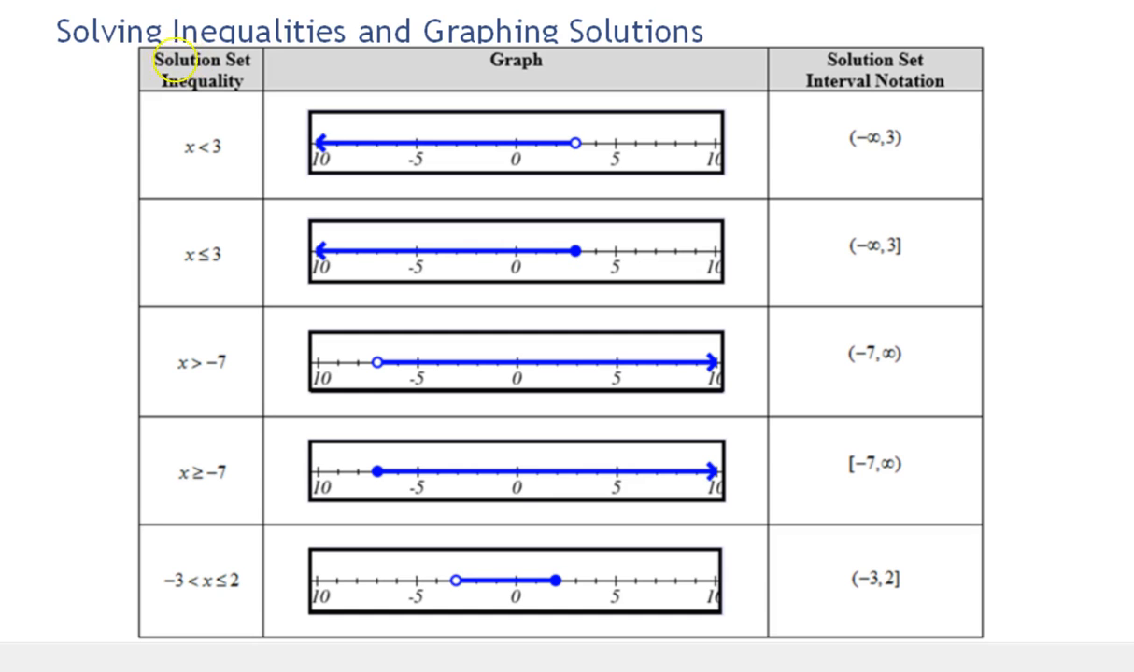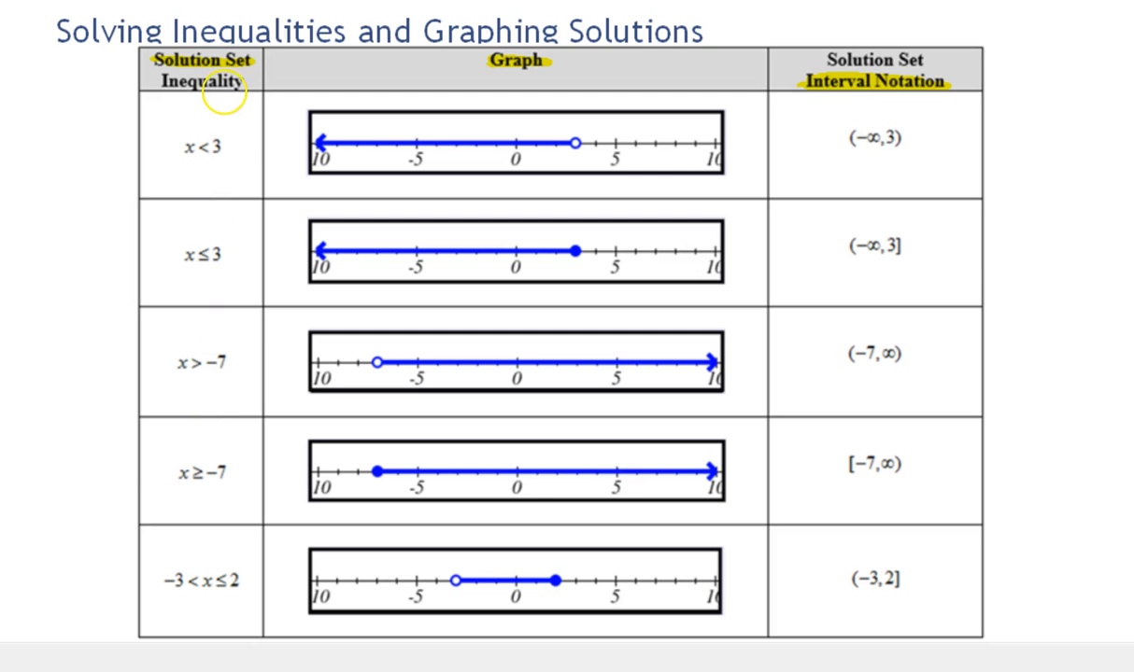Notice here we say solution set. This is inequality notation. This is the solution set graphed, and this is the solution set in what we call interval notation. So when you solve an inequality algebraically, this is the type of result you're going to get. Just like you would get x equals 3, now you'll have x is less than 3, or x is less than or equal to 3, etc.